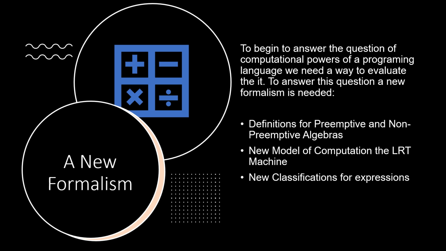In order to do this, we're going to need to create a new formalism. A formalism is a method of evaluating something. It's often a mathematical expression or sets of expressions, with basic assumptions and definitions. In this case, we're going to need two new definitions, preemptive and non-preemptive algebras. We're also going to need a new model of computation, the left-right temporary machine, and new classifications for expressions.